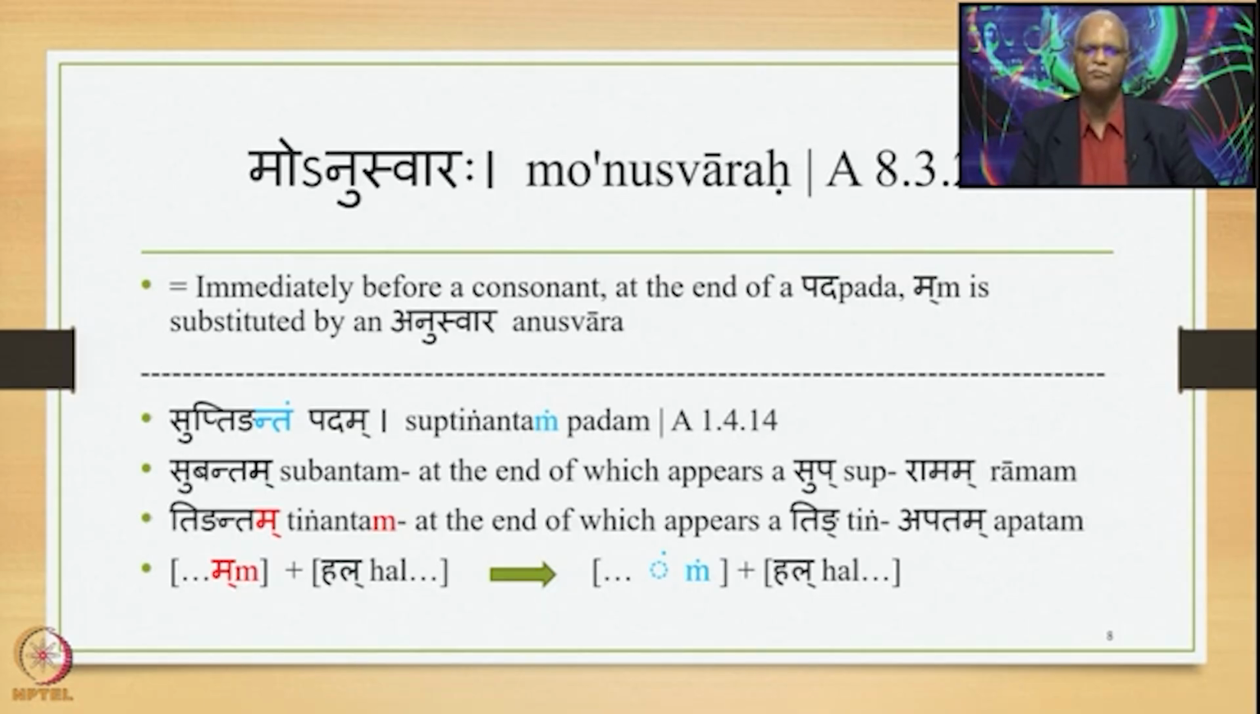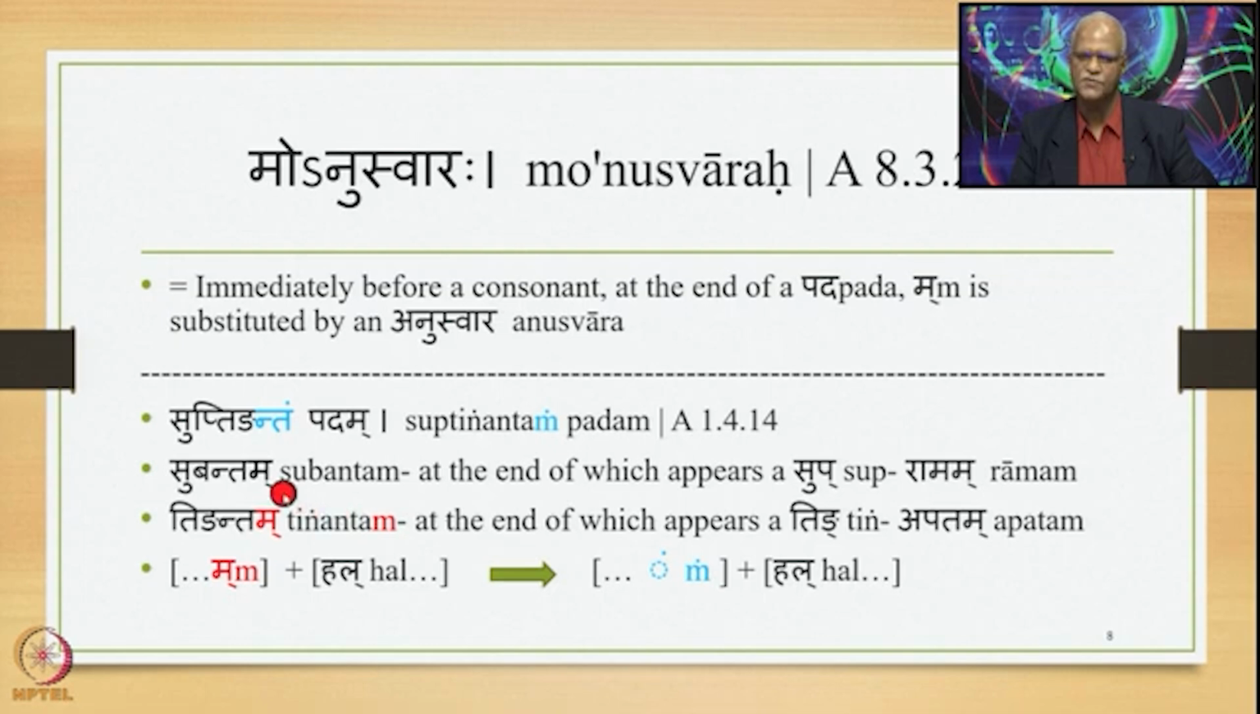So, the example of Ma coming at the end of a Subanta is Ramam, and this is Ma coming at the end of a Subanta. Is the Sup, and so this Ramam has Sup at the end, so this is a Subanta. Similarly, Apatam, and once again you have Ma coming at the end of Tinganta. This is a Tinganta, is the Ting, and so this is a Tinganta. And so now when this Ma is followed by Hal, it will be substituted by an Anuswara, and the output would be Anuswara plus Hal.